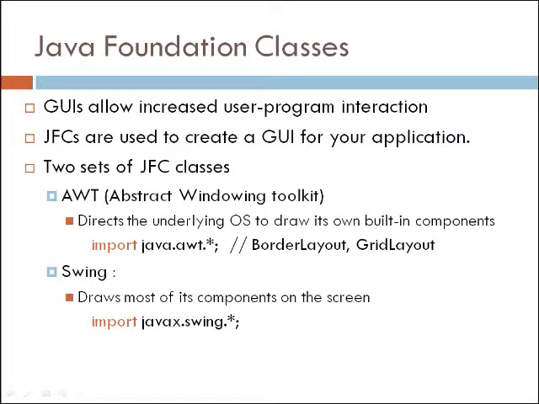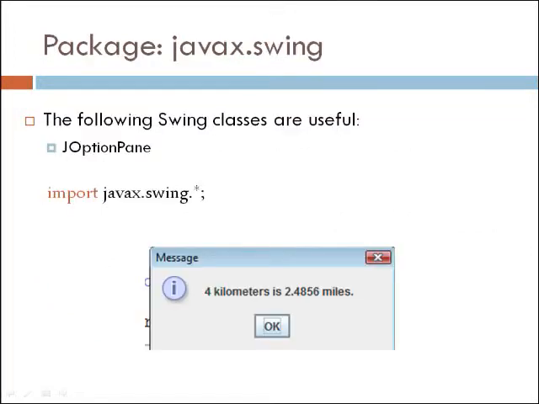Swing draws most of the components on its own. To use this, import javax.swing.*. The following swing classes are useful. JOptionPane. To use this, import javax.swing. Below is an example of a JOptionPane.